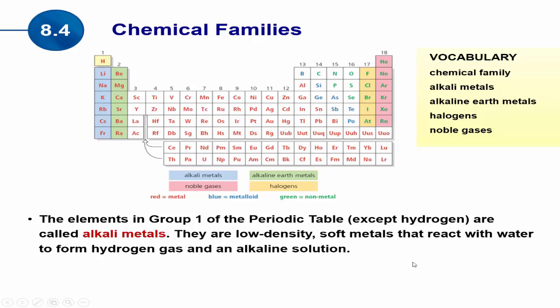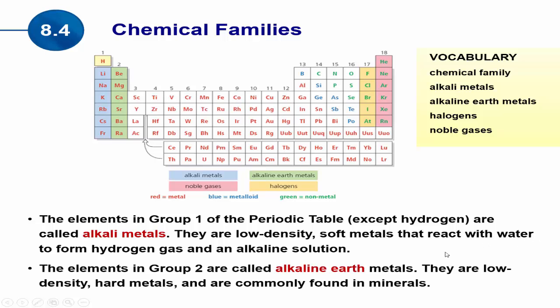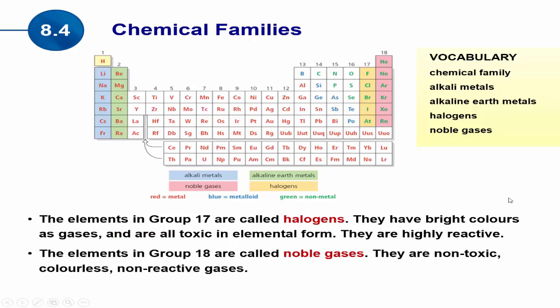They are low density, soft metals that react with water to form hydrogen gas and an alkaline solution. The elements in group 2 are called alkaline earth metals. They are low density, hard metals, and are commonly found in minerals. The elements in group 17 are called the halogens. They're bright gases, and they're all very toxic in elemental form. You don't want to touch, breathe, etc.